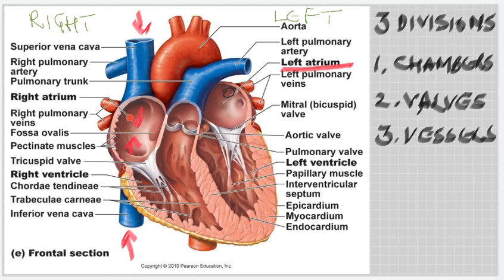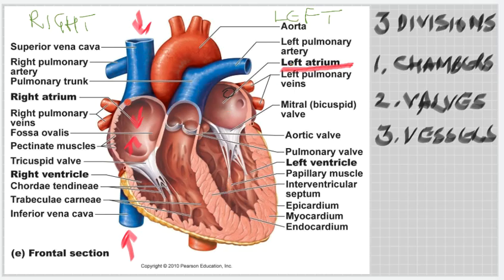Now let us look at some other differences between the chambers. Now the walls of the auricles are thinner in comparison to the walls of the ventricles. You can see the walls of the ventricles are extremely thick and the walls of the auricles are comparatively thin. The reason for this is that the pressure inside the ventricles is extremely high compared to the auricles.